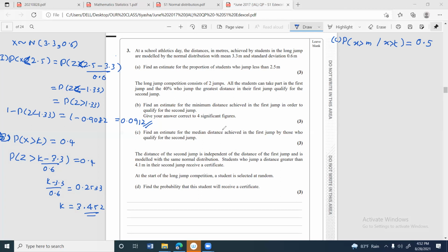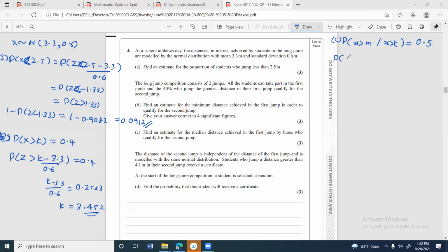Find the estimate of the median distance achieved in the first jump by those who qualify for the second jump. Those who qualify for the second jump is this bit. That means the probability is greater than this. You need to find what distance you travel to get the median distance. Median means a probability of 0.5, right? Let's work it out.